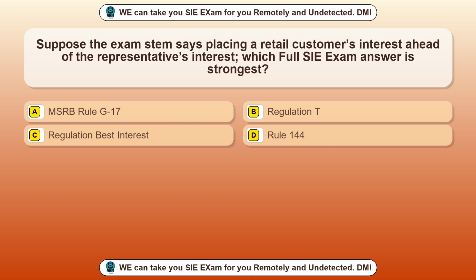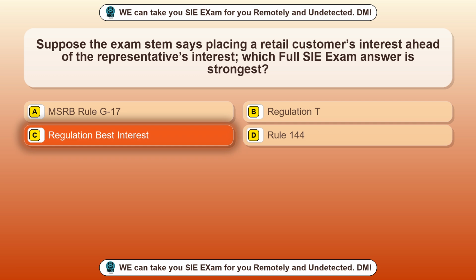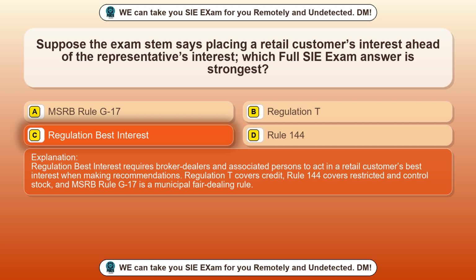Question 77. Suppose the exam stem says placing a retail customer's interest ahead of the representative's interest. Which full SIE exam answer is strongest? Option A, MSRB Rule G17. Option B, Regulation T. Option C, Regulation Best Interest. Option D, Rule 144. The correct answer is option C, Regulation Best Interest. Regulation Best Interest requires broker-dealers and associated persons to act in a retail customer's best interest when making recommendations. Regulation T covers credit, Rule 144 covers restricted and control stock, and MSRB Rule G17 is a municipal fair dealing rule.